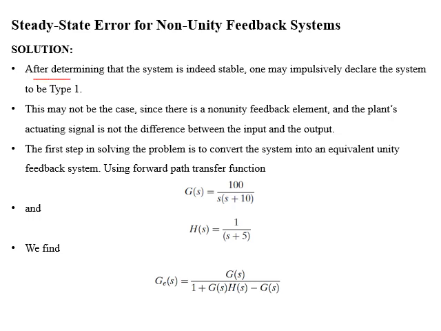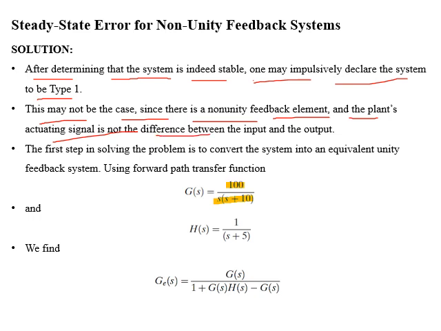Now after determining that the system is stable, we will start the solution for steady-state error. After looking at the forward path transfer function G of S, which is 100 divided by S into S plus 10, one may impulsively declare that the system is type 1, for a unit feedback system with one integrator in the forward path. But here the case is a bit different because we have a non-unit feedback element, and the plant's actuating signal is not the error between input and output.